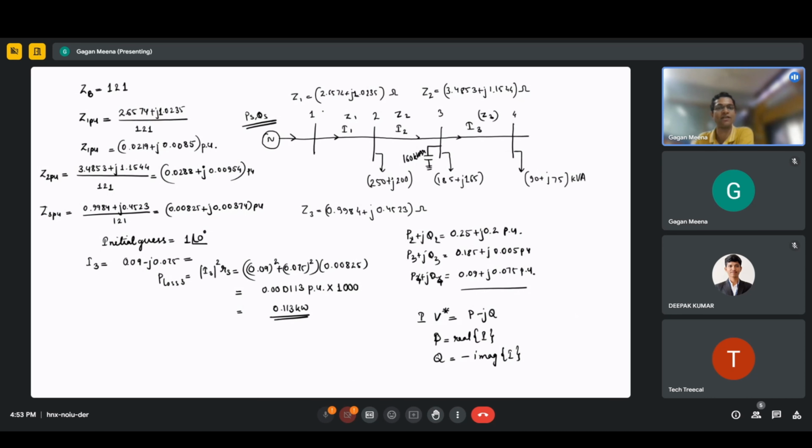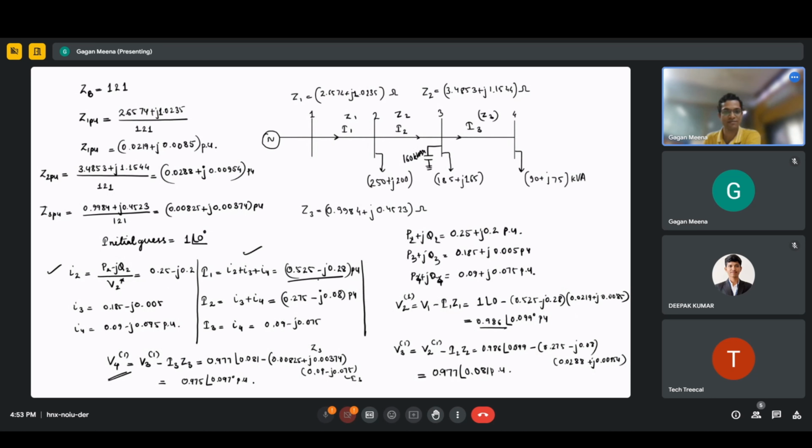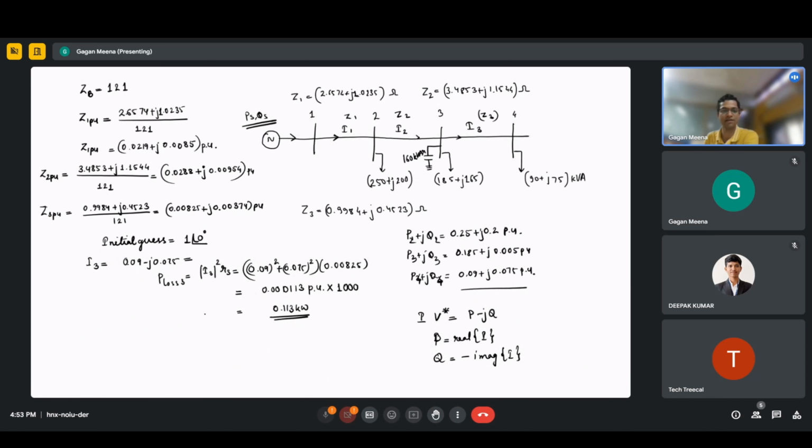So I we have already calculated. I1, how much was I1? I1 is 0.525 minus j0.8. So this is 0.28, minus of minus 0.28. This is 0.28 per unit. So now you know QS also. How will you find the total reactive power loss?